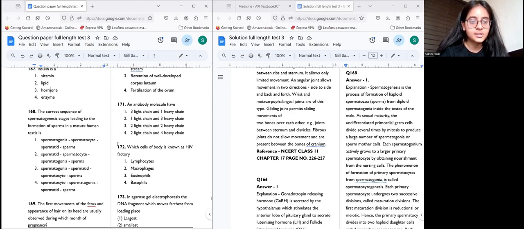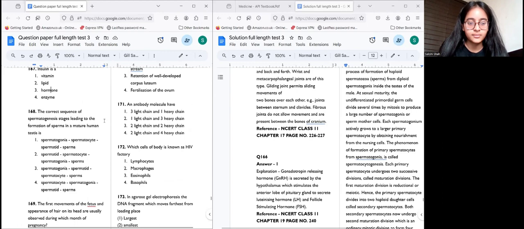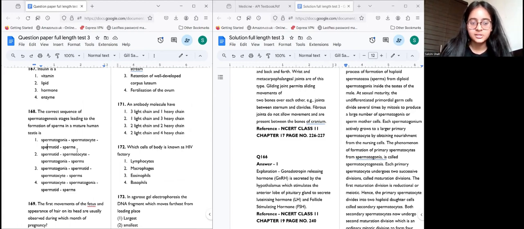The correct sequence of spermatogenesis stages leading to the formation of sperms in a mature human. The answer is option number 1. So first, what happens? It's a spermatogonia, which divides to form spermatocytes. Then spermatids are formed, and then sperms are formed. So the answer is option number 1. The sequence needs to be remembered.